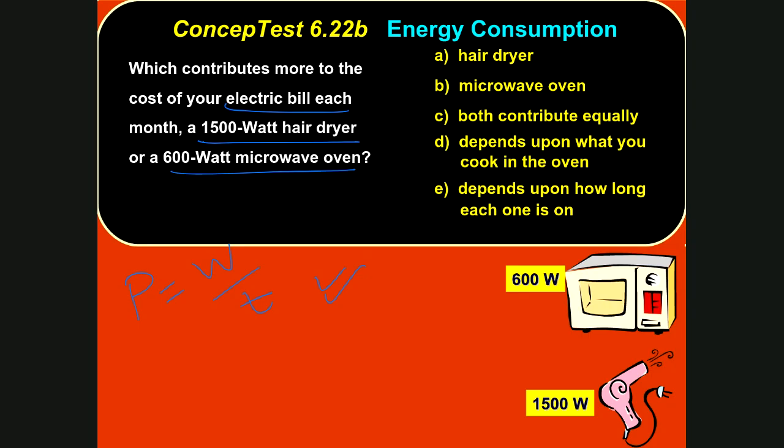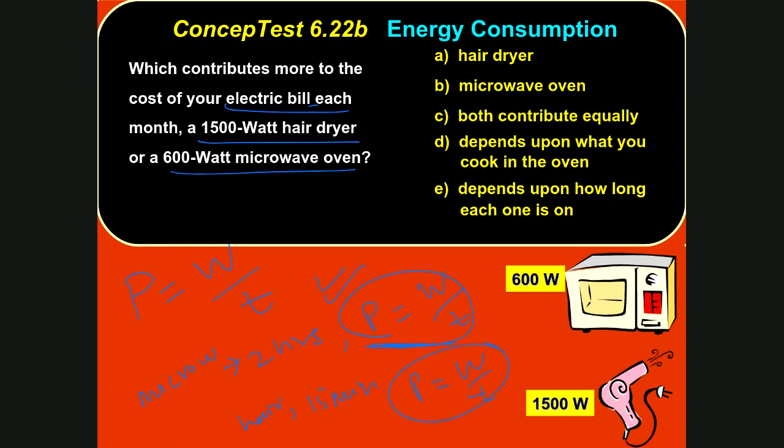So let's do a little bit of math. If you use the microwave, say, for 2 hours every day, and you use the hair dryer for 15 minutes, power is work over time. So which contributes more to the cost of your electrical bill? The electrical bill is not given by power, it's given by the energy.